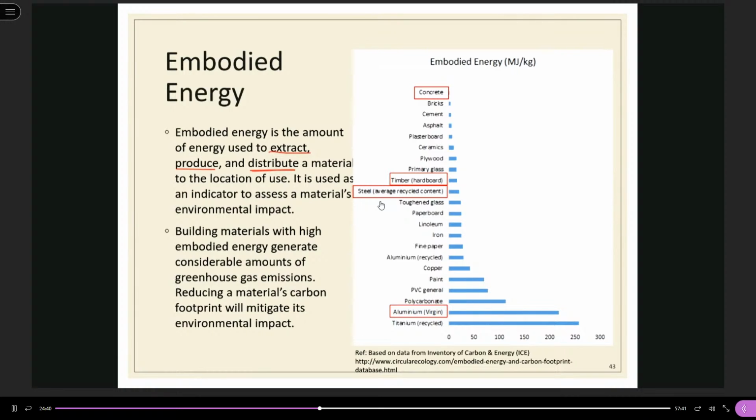Okay, it is used as an indicator. So this embodied energy is used as an indicator to assess a material's environmental impact.